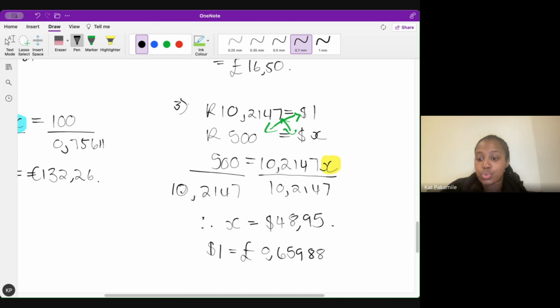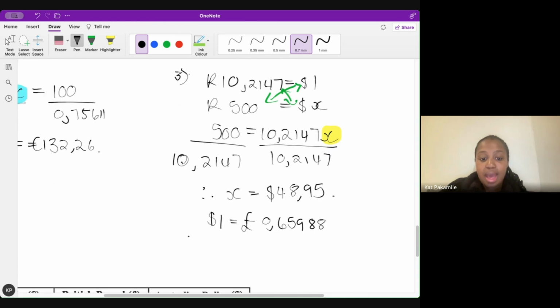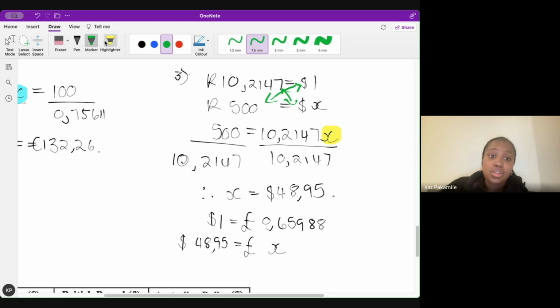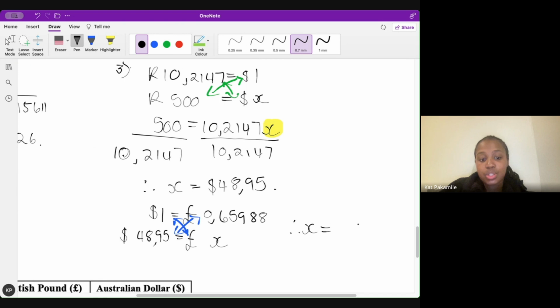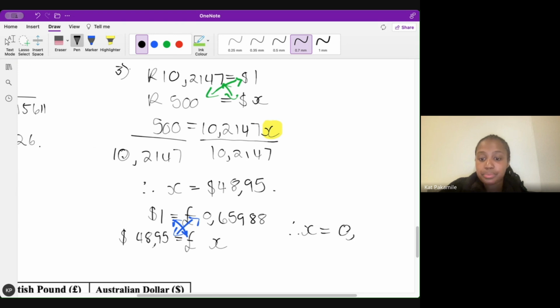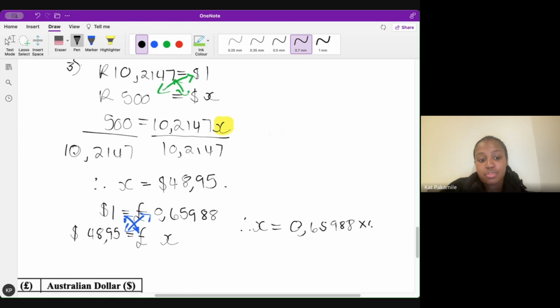And then we have $48,95 equals how many pounds? We don't know. So let's do our cross multiplication there. And this one is actually very short because there is no division. Therefore, my x will be equal to 0,65988 times 48,95. And how many pounds does that give me, guys? 32,30.